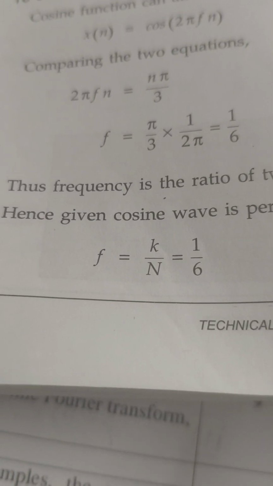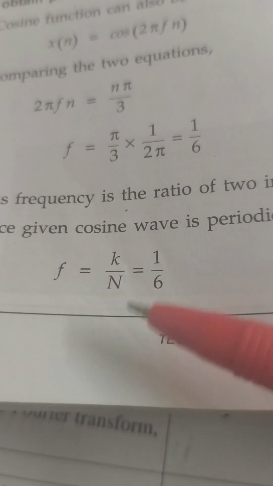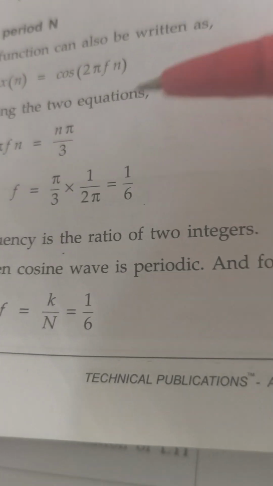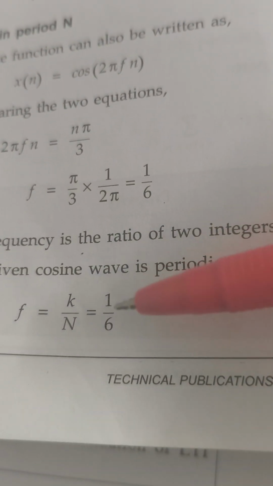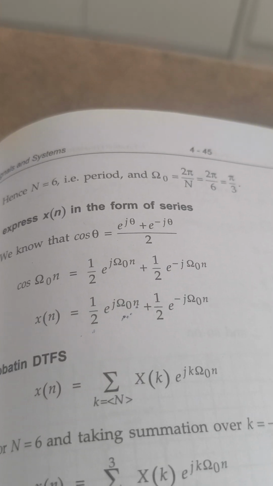And for such a signal, f equal to k by N, equal to 1 by 6. Here the k value is 1 and the N value is 6. N is nothing but the period of the signal. From this equation, we come to know the value of N: N is equal to 6. This is nothing but the period. What is period? The time taken to complete one cycle is called the period, or time period.